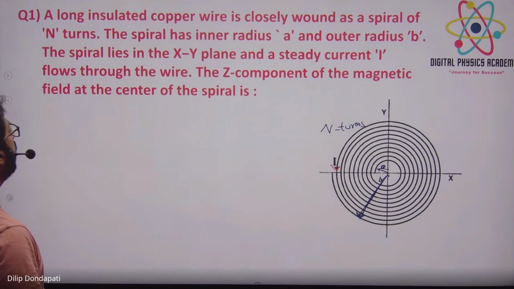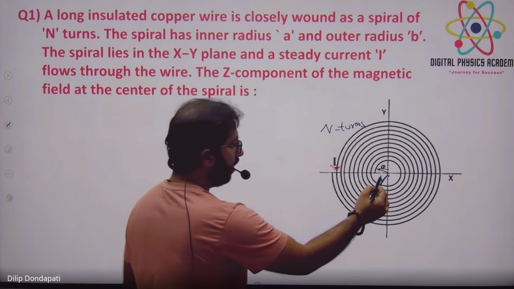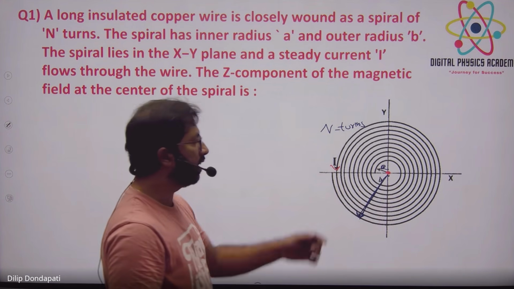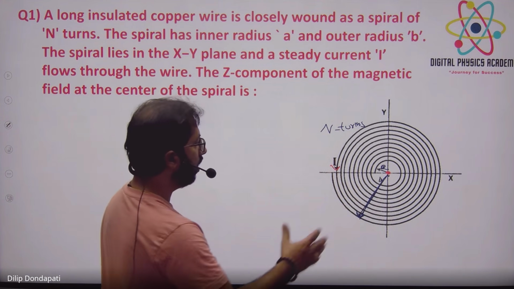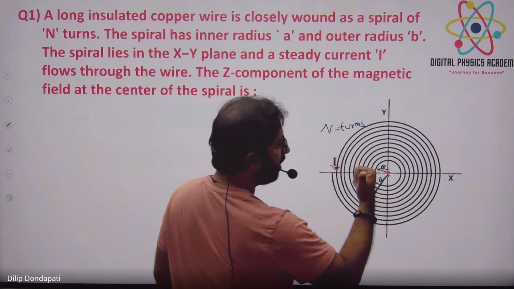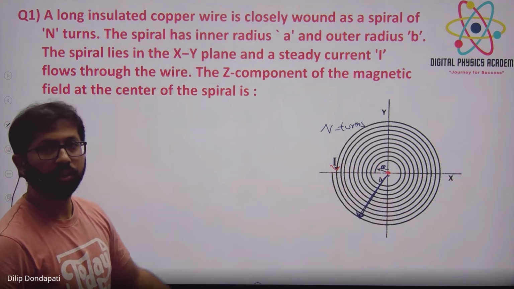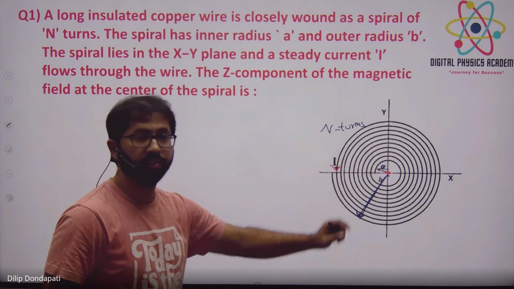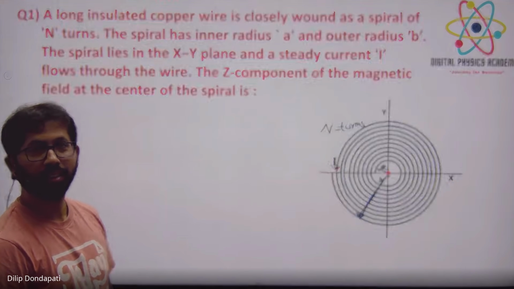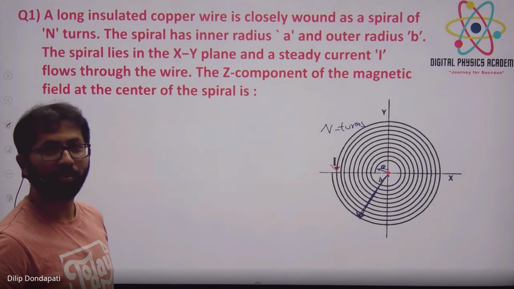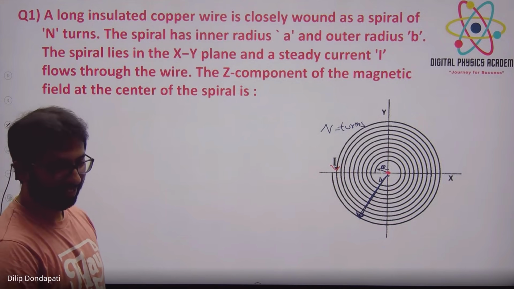The Z component of magnetic field at the center of the spiral is. I want to find the net magnetic field at the center. Z component means it will come along Z. Curl the fingers in the direction of current and the thumb indicates the direction of magnetic field. So he's telling us to simply find the magnetic field at the center. Let's see, then you must have learned physics with one question.